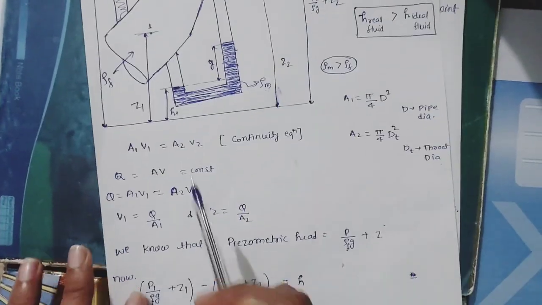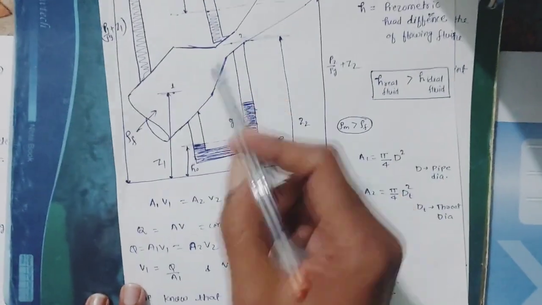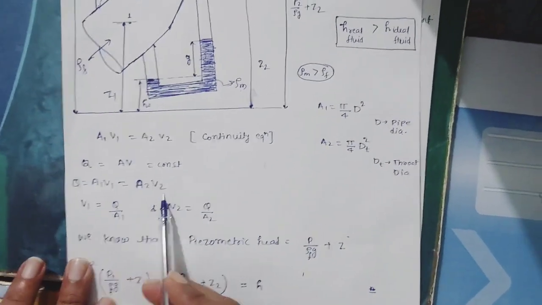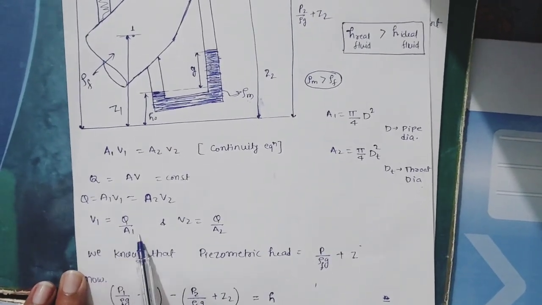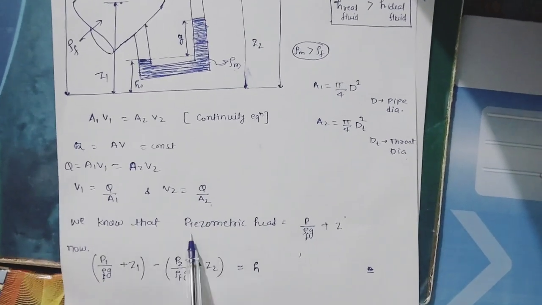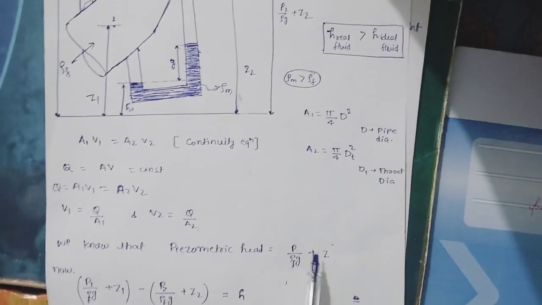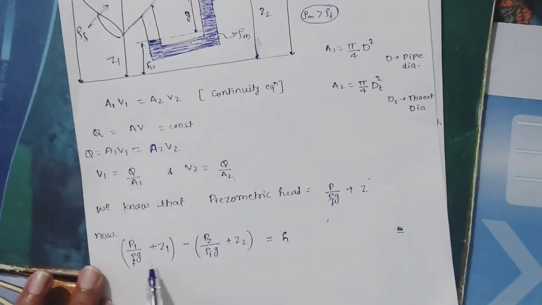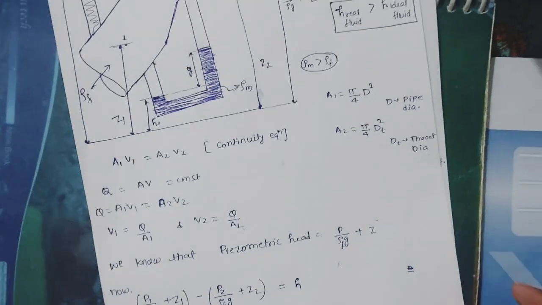Now we know that discharge is A into V, that is constant. From here and here the discharge will be constant. So Q equal to A1 V1 equal to A2 V2. From here V1 equal to Q by A1 and V2 equal to Q by A2. We know that piezometric head is equal to P upon rho g plus Z. This is the piezometric head. So the piezometric head difference is equal to H between point 1 and point 2.